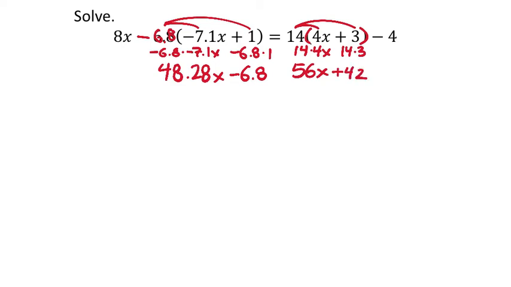So the rest of this just drops. So we got the 8x, and then that 48.28 x's is positive, so I got a plus sign there. Minus 6.8 equals 56x plus 42, and then minus 4.